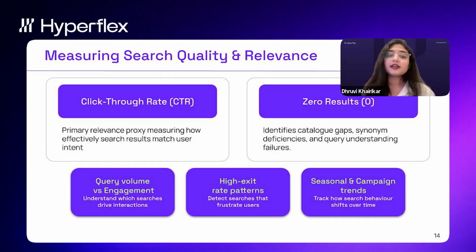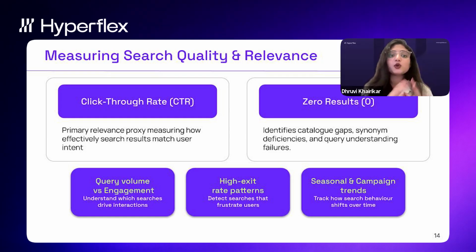This is the slide where we formally connect user behavior to search quality, and this is one of the most important conceptual moves in this webinar. When we talk about search quality, we are not talking about whether the search is working or not. We are specifically talking about whether the search is helping users achieve their intent efficiently or not. And there are three primary dimensions we measure here.